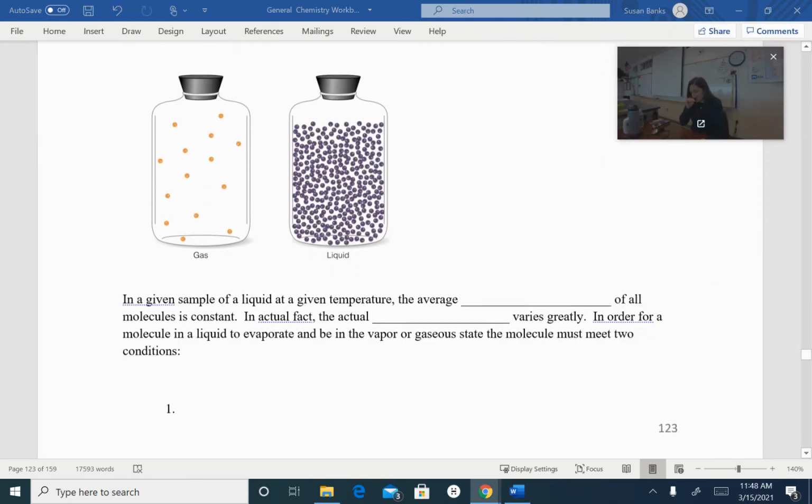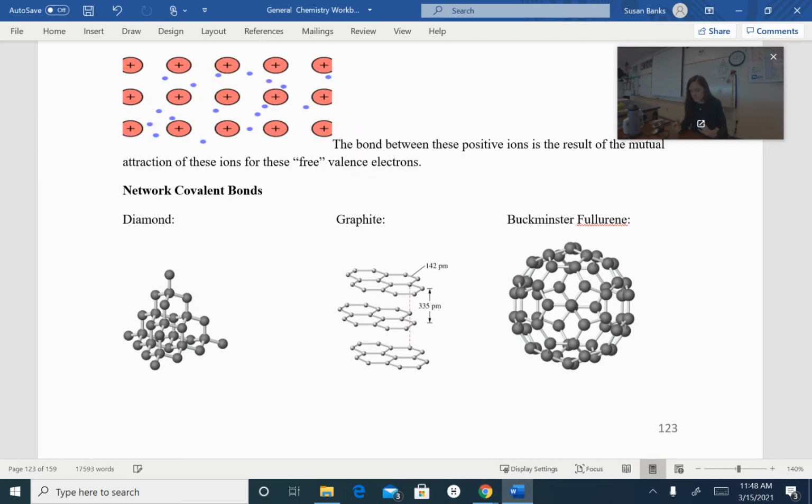So here's a diagram of what a gas would kind of look like.